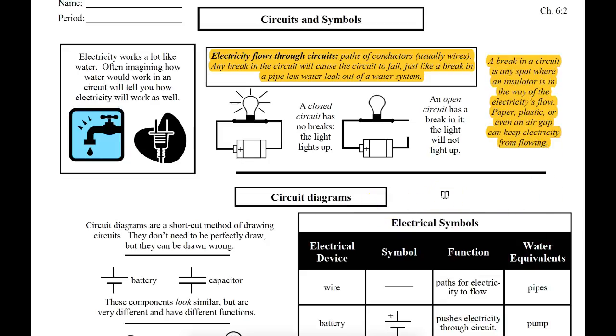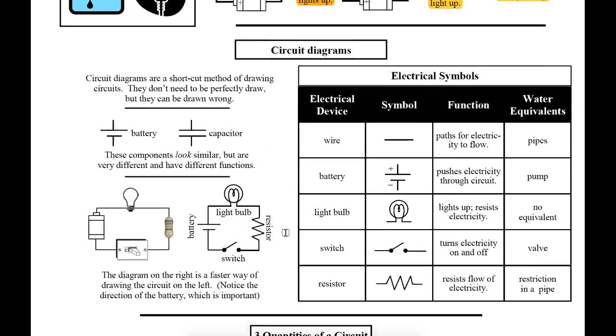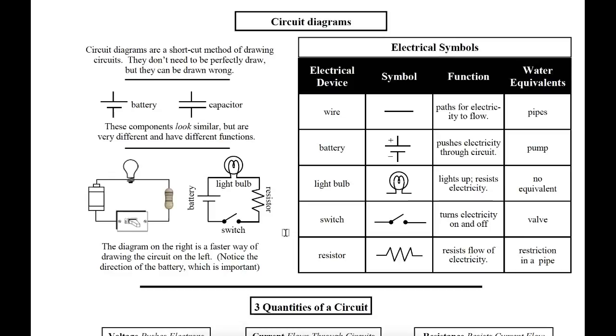A closed circuit has no breaks. The light lights up. So closed means it's on. An open circuit has a break in it. The light will not light up. So you can see the break right here. This has no break. Then we go to the circuit diagrams.